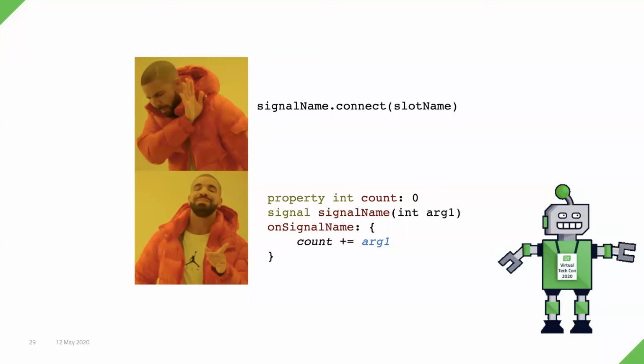Instead, you should use the signal handler. Every time you add a signal to a class in QML, the QQuick runtime will generate the signal handler for you. As you can see here, we have a signal called signal name. The signal handler, which is generated for you, is on capital signal name. So it capitalizes the first letter of the signal, adds the word on, and you get the handler added for you, which is a pretty cool feature.